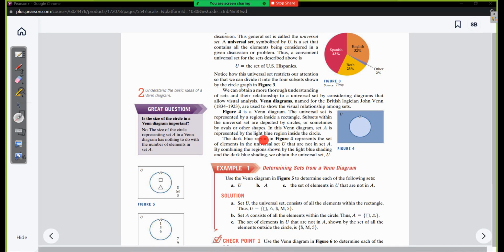The dark blue region of Figure 4 represents the set of elements in the universal set U that are not in set A. By combining the regions shown by the light blue shading and the dark blue shading, we obtain the universal set U. So again, which is everything. So let's look at our example here.